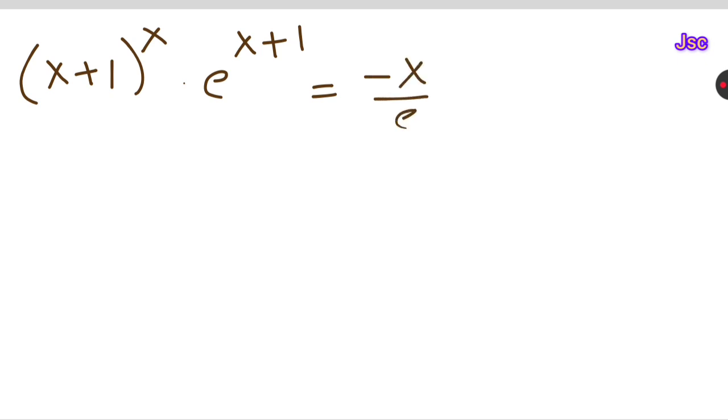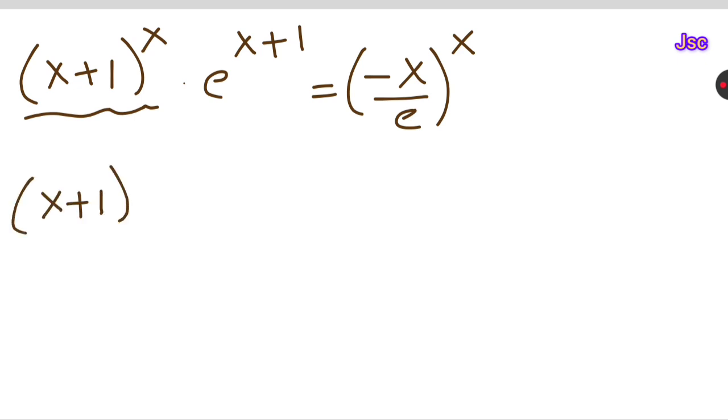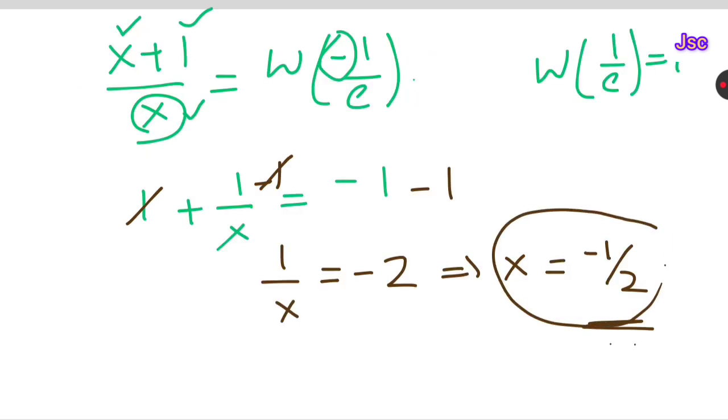The given question is (x plus 1) whole raised to the power of x times e raised to the power of x plus 1, that is equal to (minus x over e) whole raised to the power of x. Let's take only the first term. First term, what do we have? (x plus 1) whole raised to the power of x. So what x value did we get? We got x value as minus 1 over 2.